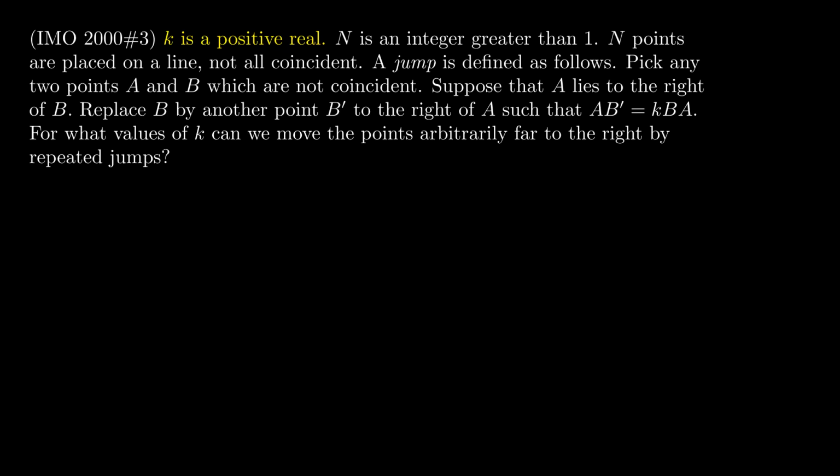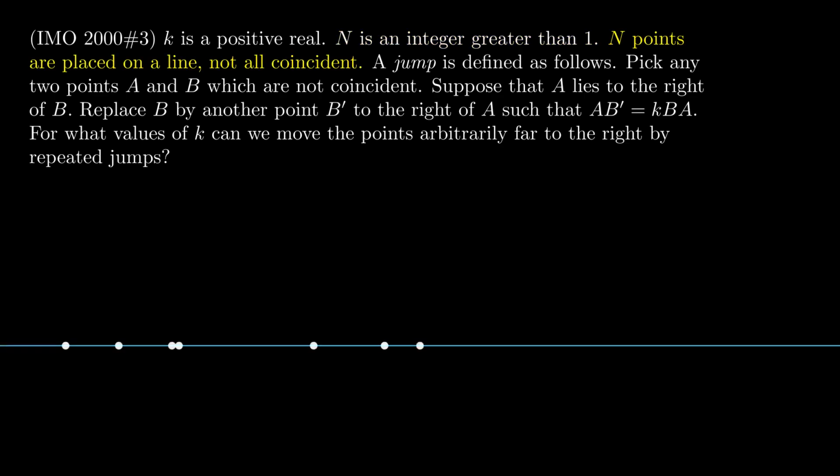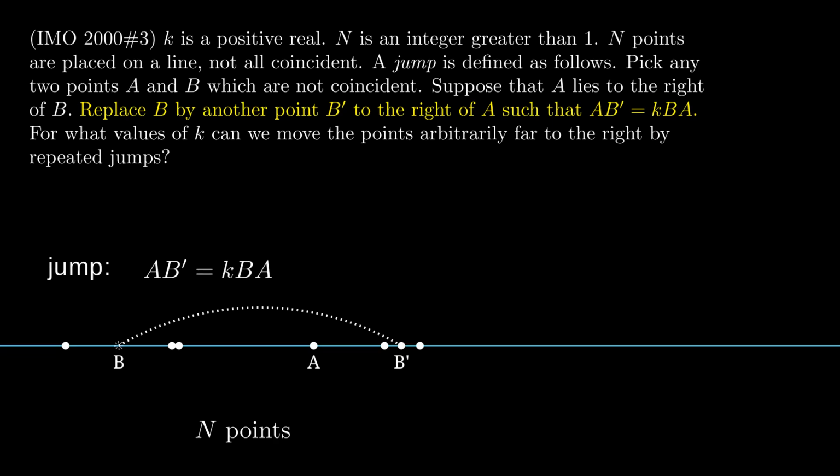K is a positive real. N is an integer greater than 1. N points are placed on a line, not all coincident. A jump is defined as follows. Pick any two points, A and B, which are not coincident. Suppose that A lies to the right of B. Replace B by another point B' to the right of A, such that AB' is equal to K times BA.